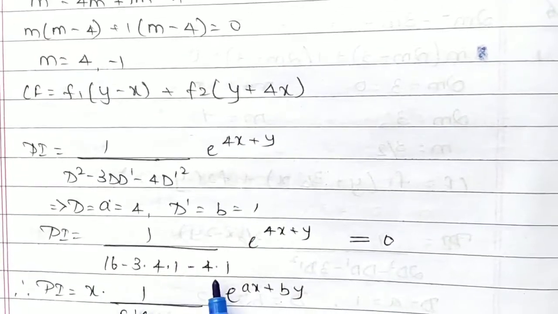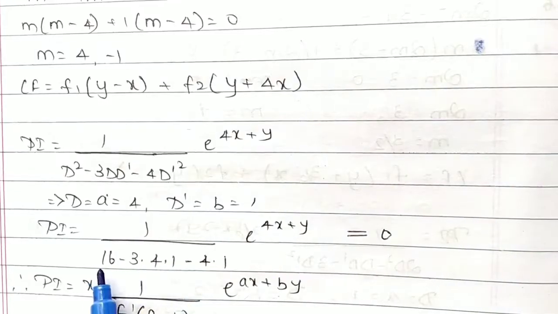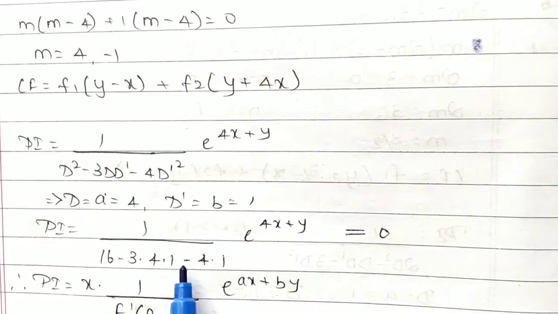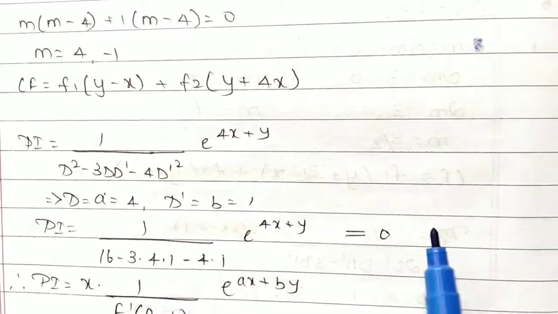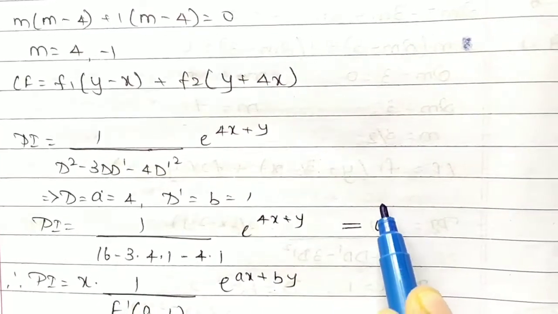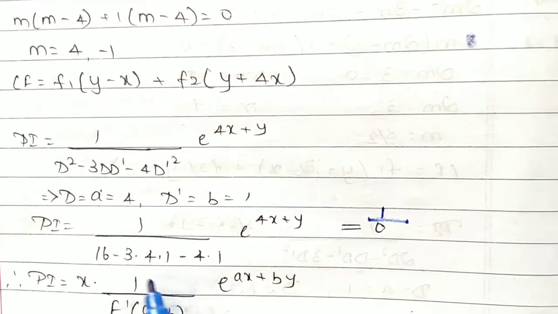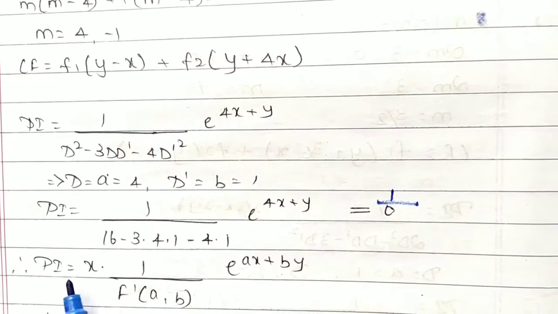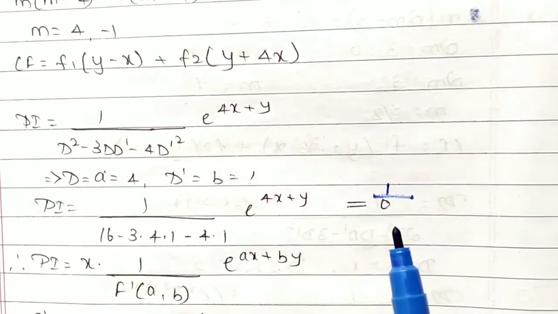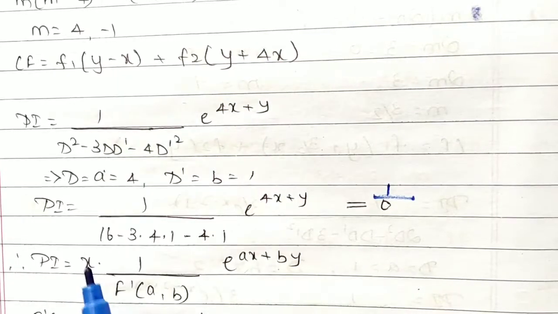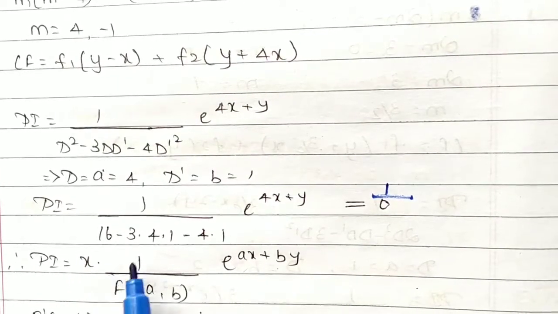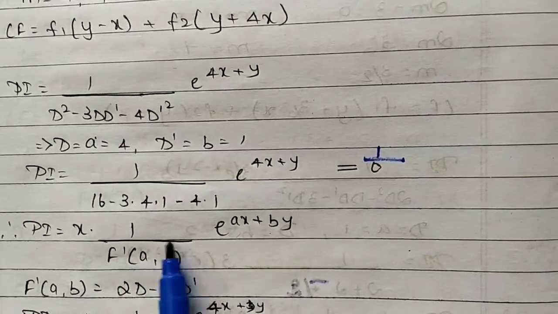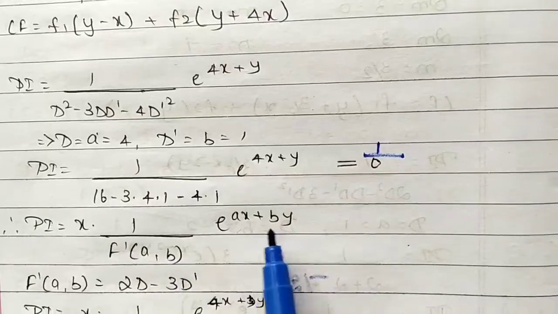So substitute in the denominator. If you observe here, the denominator is 16 minus 4 into 3, that is 12, minus 4, so 16 minus 16. You are getting 0, so 1 by 0. Suppose you get the denominator 0, then you have to continue further. If you don't get 0, it is as it is the answer. If you get 0, the procedure is to write x once, x into 1 by, and the formula is to differentiate the denominator with respect to D, with the same function.